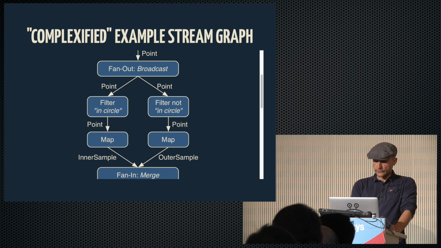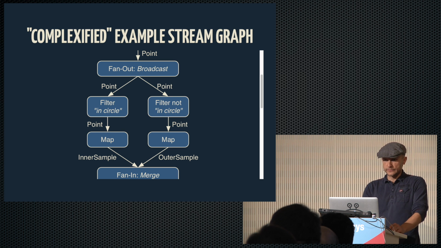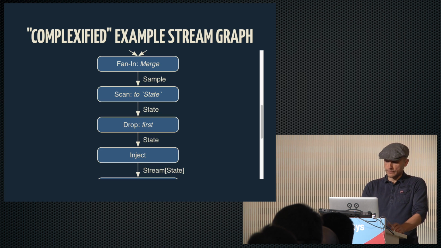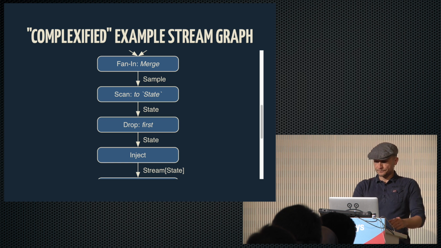Then we have two branches. One, we're filtering whether the point is in the circle, and on the other side, we filter if it's not in the circle. Then we map once more, and then we fan in with a merge. So both branches get merged back in, and we end up with a common supertype of inner sample and outer sample, which is sample.